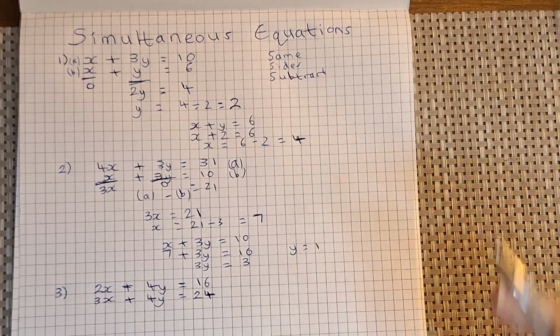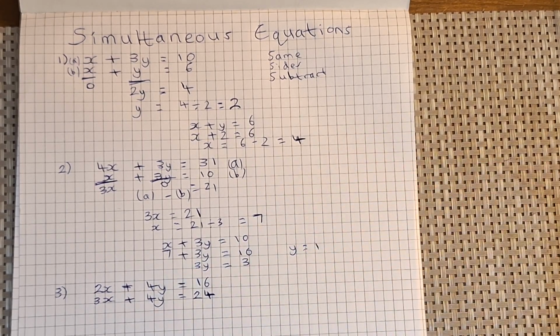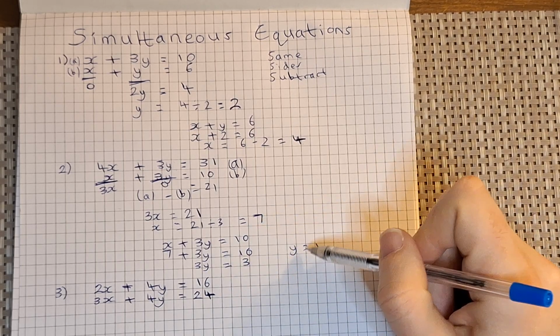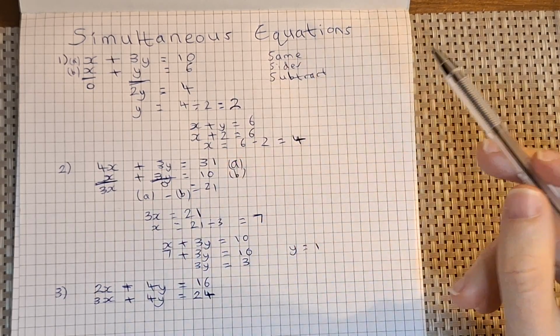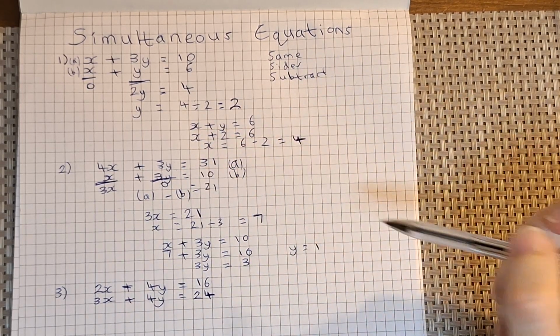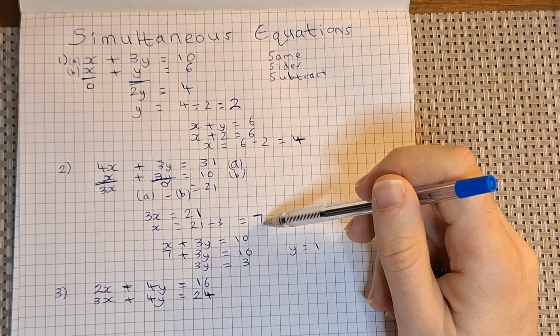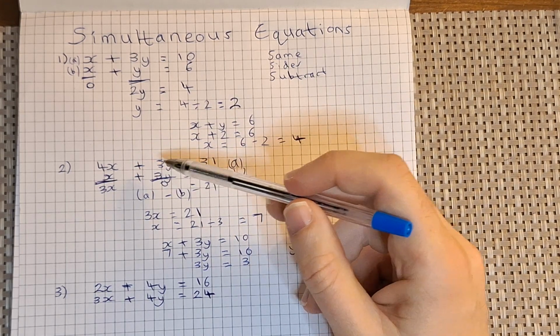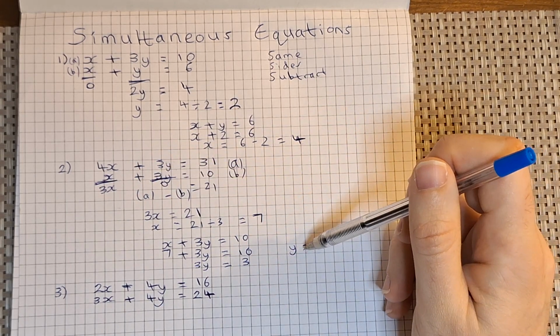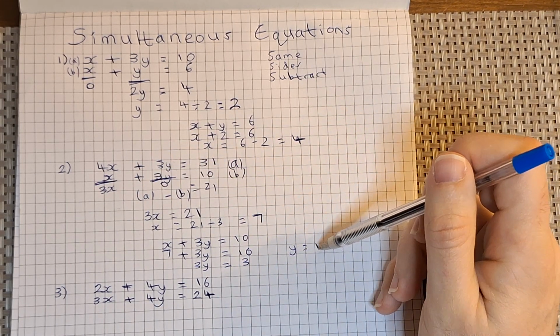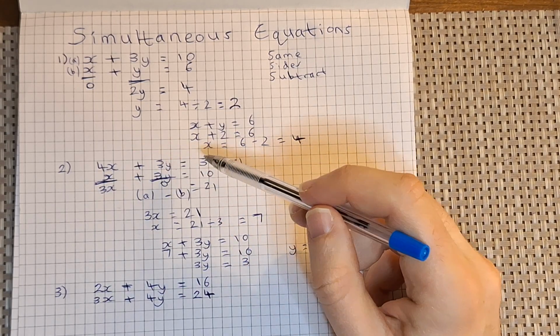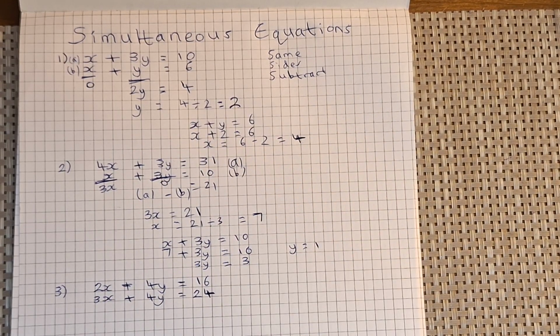So we've got x is 7, y equals 1, and as a final check, we substitute both these values into one of the equations. I'm going to use the top one. So 4 times 7 equals 28, plus 3y: 3 times 1 is 3, so 28 plus 3 equals 31. Correct.